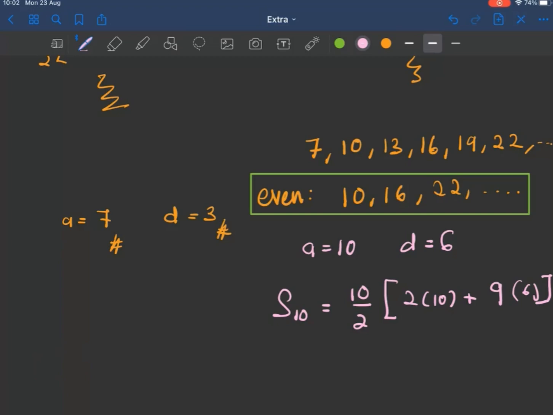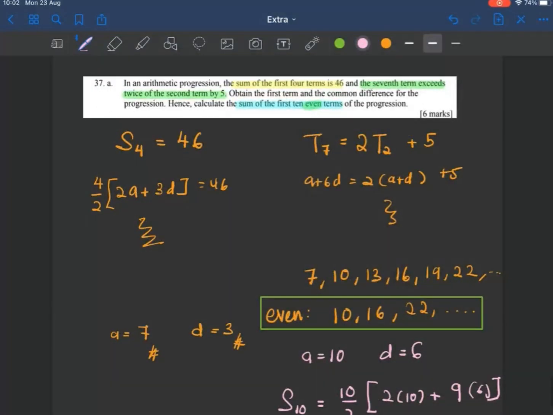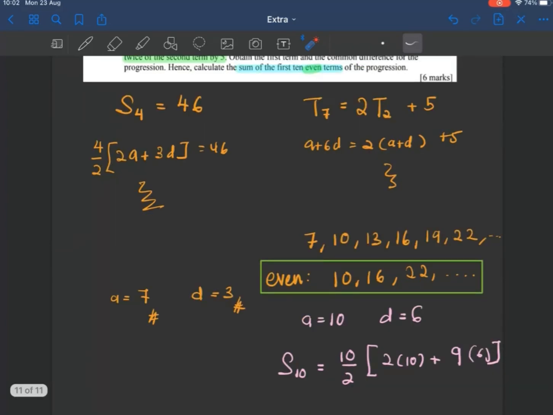Okay. So bila baca soalan, make sure baca soalan tu betul-betul. Kadang-kadang ramai yang akan buat salah, dia akan terus cari S10 menggunakan A dengan D dekat sini. Okay, salah lah sebab dalam sequence kita ada odd number. The question wants even terms dekat situ. Okay, boleh ke? Jelas ke? Boleh Miss. Jelas Miss.